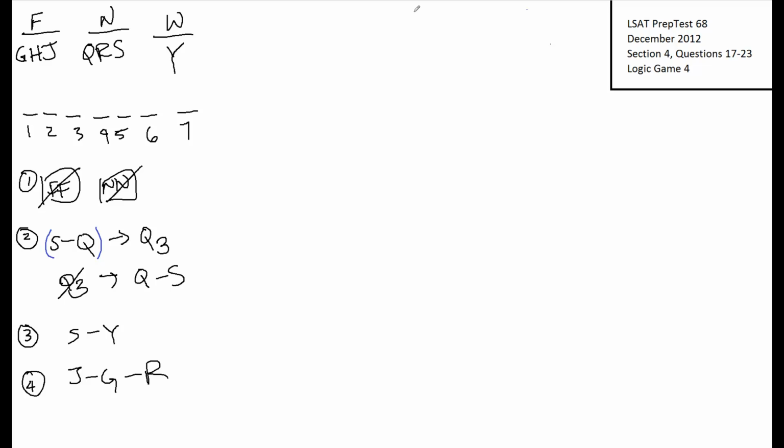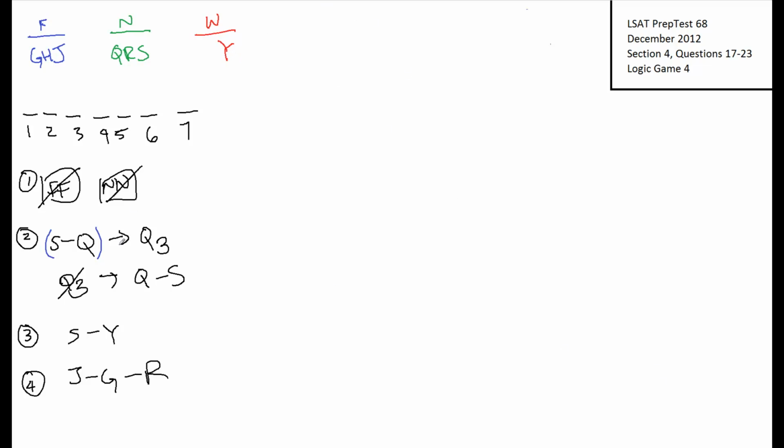Okay. And so here's what I'm going to do. I'm actually going to color code these in order to make it easier for us to see. Alright, so let's use blue for the finance, J, G, and H. Let's use green for nutrition, because nutrition is green, Q, R, and S. And let's use red for the wildlife, the Y, because it's the wild card, it's the dangerous one.